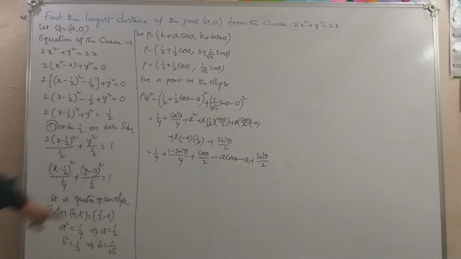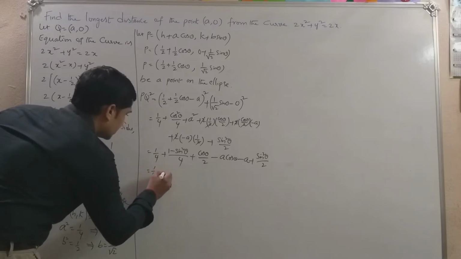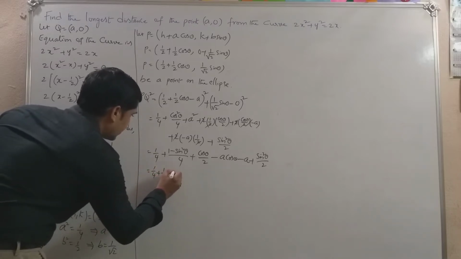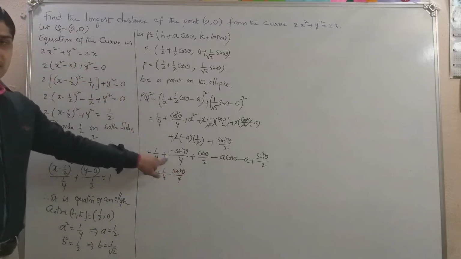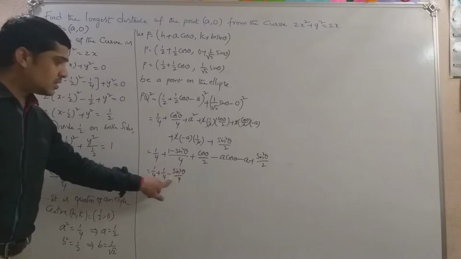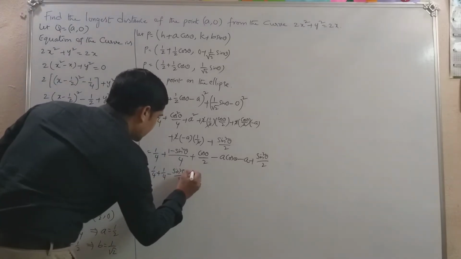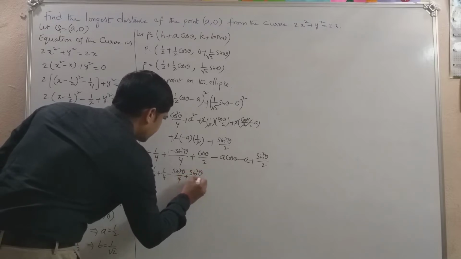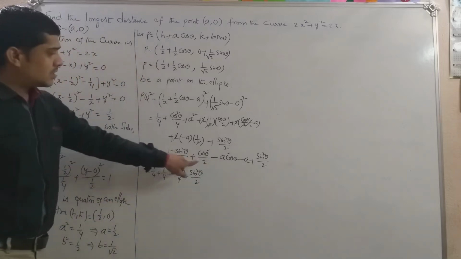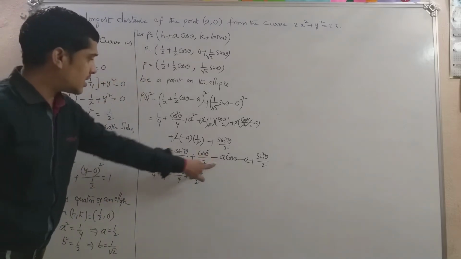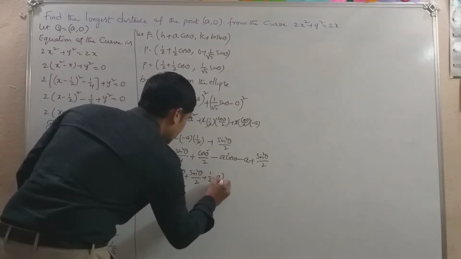So finally I can split it as 1 by 4 plus 1 by 4 minus sin square theta by 4. See, 1 minus sin square theta I have written as 1 by 4 minus sin square theta by 4, and later here plus sin square theta by 2. And if you consider these two terms, it is cos theta by 2 minus a cos theta. So I am taking cos theta common. Then I can write it as 1 by 2 minus a into cos theta.